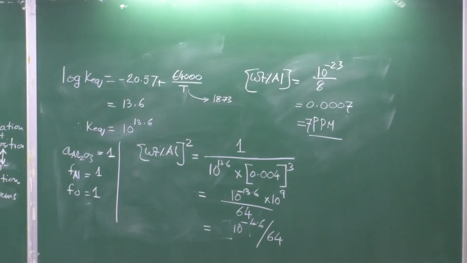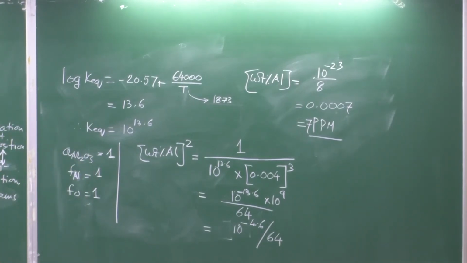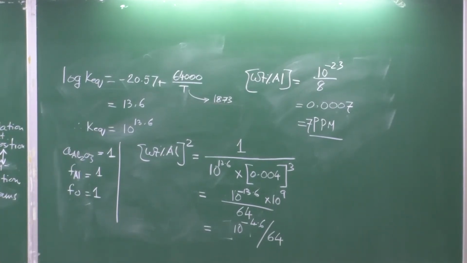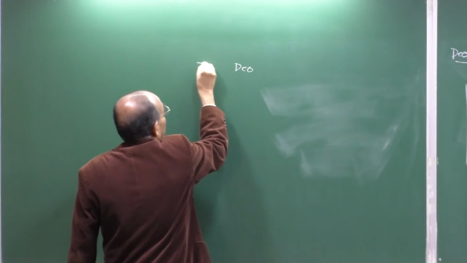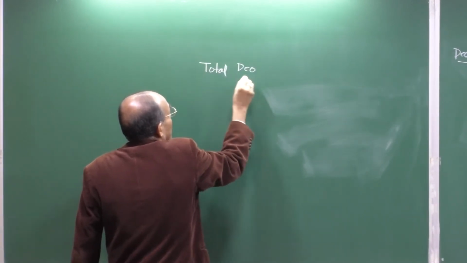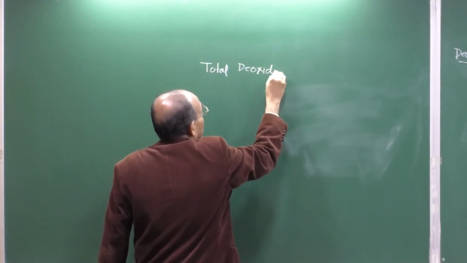Having calculated this, this is the thermodynamic component. Now we go to the calculation of the total aluminum deoxidizer requirement.